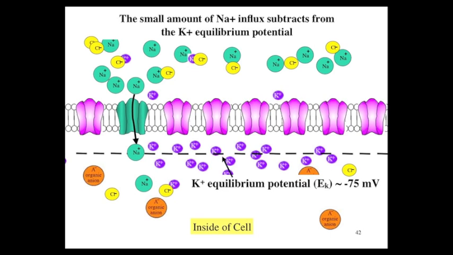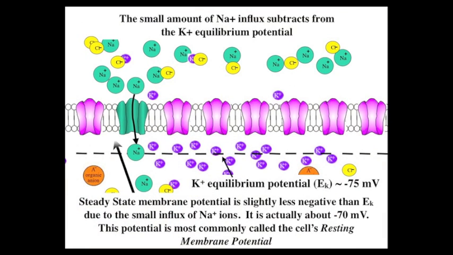What happens at the steady state is that the membrane potential isn't at the potassium equilibrium potential. The potassium equilibrium potential is minus 75 millivolts. The small amount of sodium influx subtracts from that potassium equilibrium potential, and the steady state membrane potential is slightly less than the potassium equilibrium potential due to the small influx of sodium ions. It is actually about minus 70 millivolts inside negative, for reasons I'll show you in the next movie. This potential is most commonly called the cell's resting membrane potential.